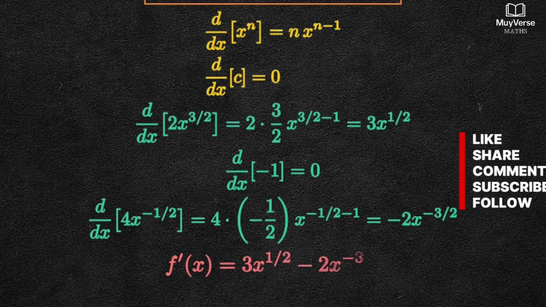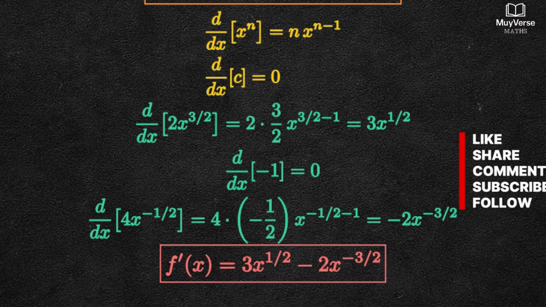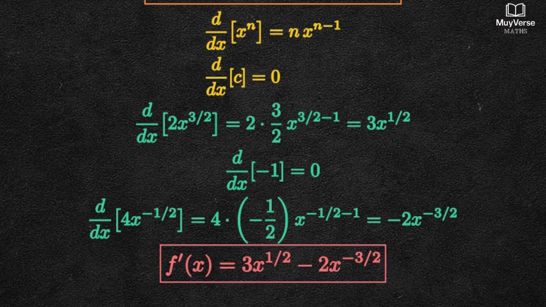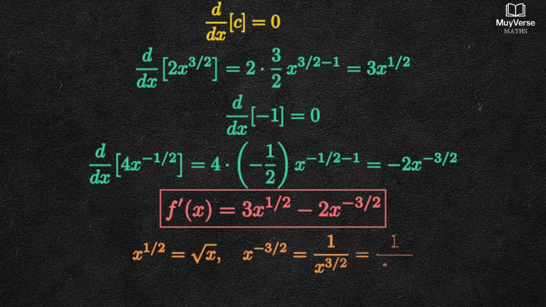Step 3. Rewrite using radicals if desired. x to the 1/2 is square root of x, and x to the negative 3/2 is 1 over x to the 3/2, which equals 1 over x times square root of x. So f prime of x equals 3 times square root of x minus 2 over x to the 3/2.